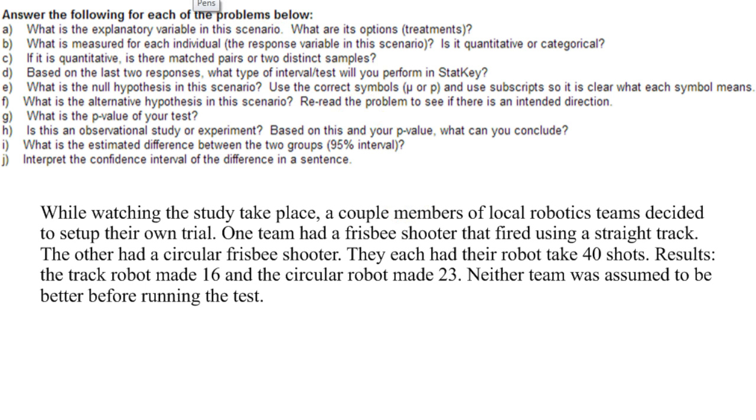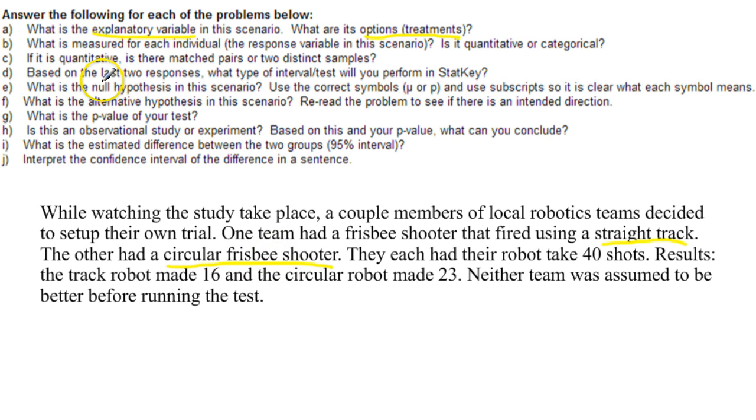We start out with our first question above. What is the explanatory variable, and what are the different treatment options? Well, the only thing that we're really comparing here is which robot is shooting. One has a straight track, so we have the straight track robot, and the other one has a circular shooter. So it's the straight versus the circular shooter. I guess the explanatory variable would be the shape of the shooter, with the two options being straight and circular.